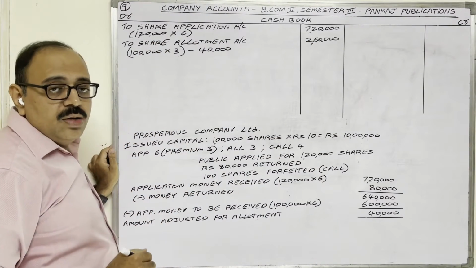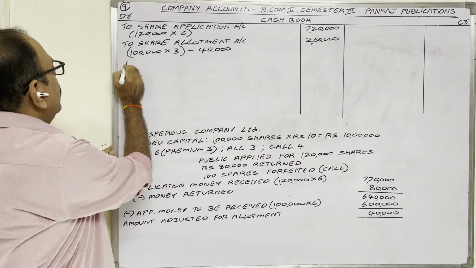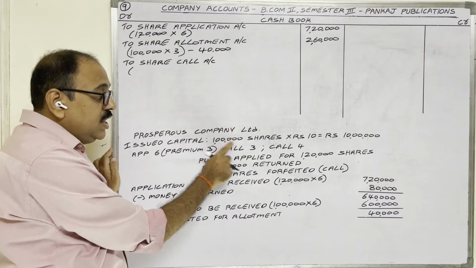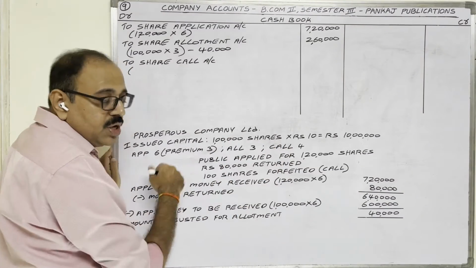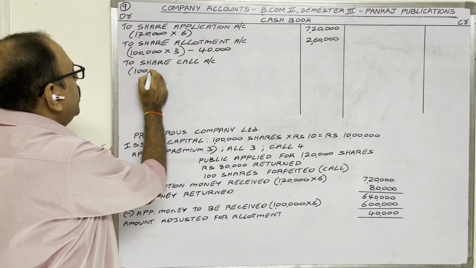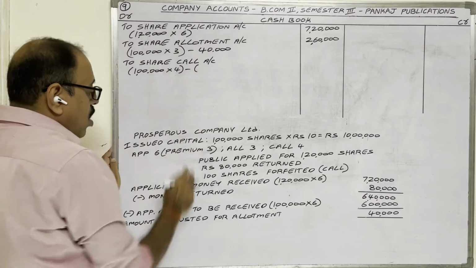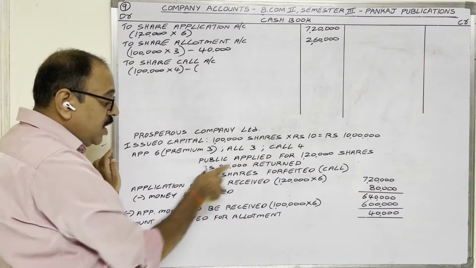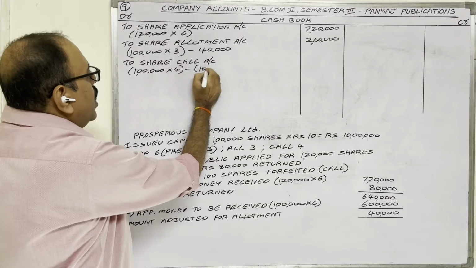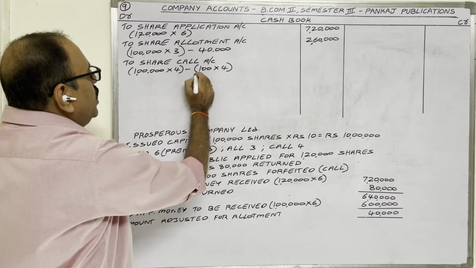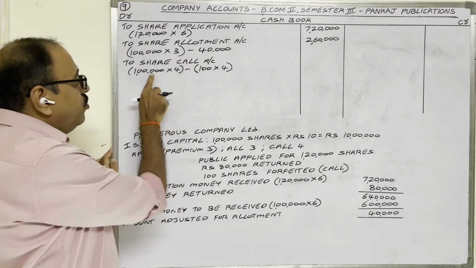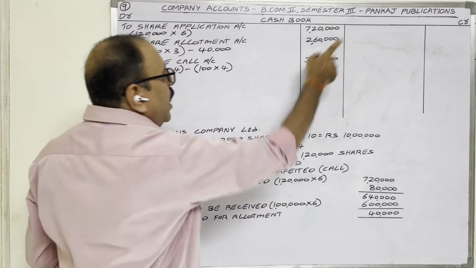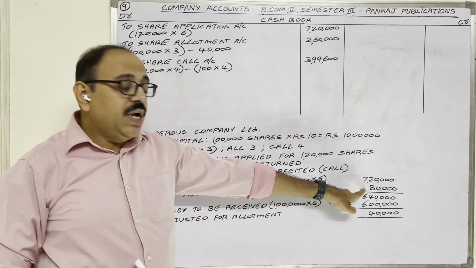Next, share call. Share call money is coming to the share call account. The company allotted 1 lakh shares, no? On 1 lakh shares at the rate of 4 rupees each, 4 lakh should come. 1 lakh shares into 4 rupees. But on 100 shares, there is a default. So the company didn't receive call money on 100 shares. Subtract that. On 100 shares at the rate of 4 rupees, 400 is not coming. 4 lakh minus 400, 3,99,600.